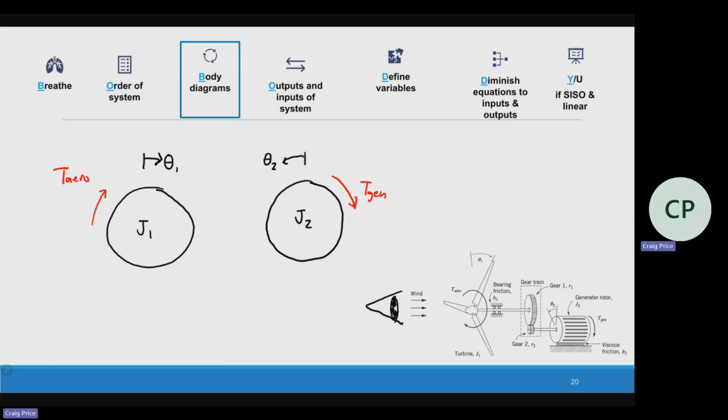Now there's bearing friction for the turbine. Which way should the bearing friction point? It will be a torque between the body and housing. So there's some kind of viscous friction going on that's going to oppose the motion. Which way should that point on J1? There's two options, clockwise or counterclockwise.